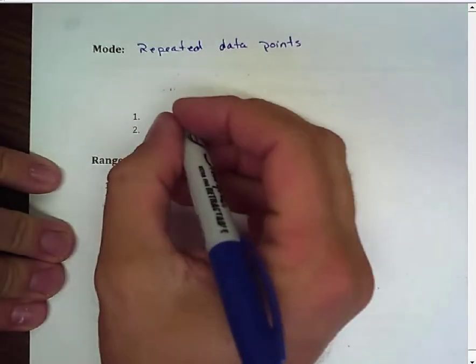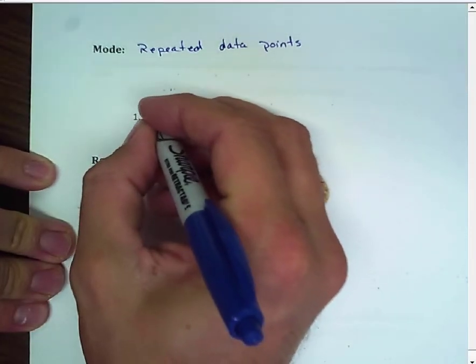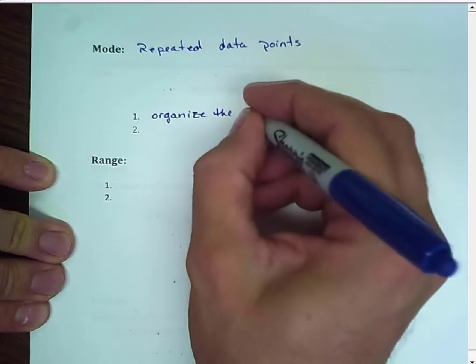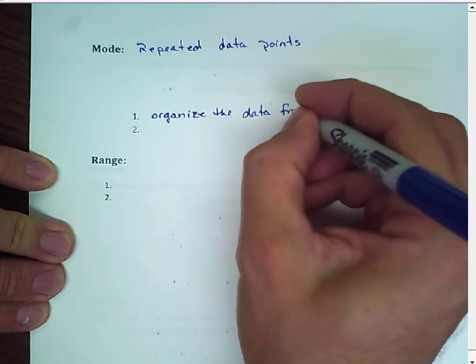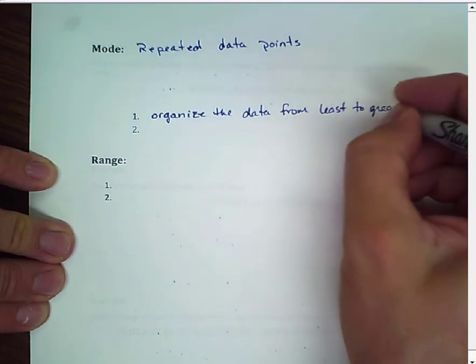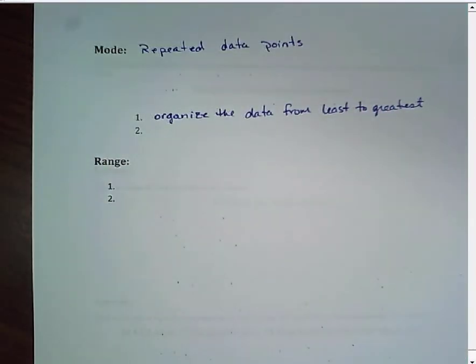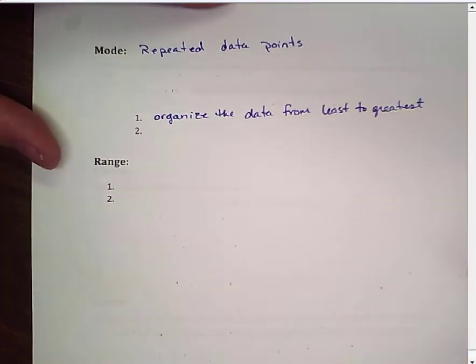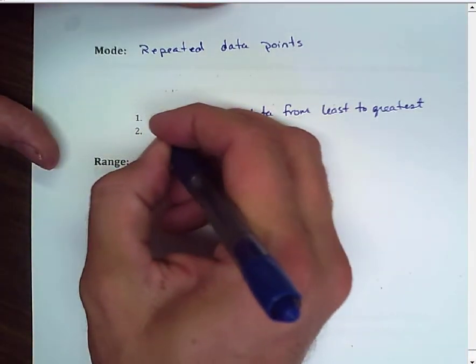All we have to do to find the mode is to organize the data from least to greatest. And we do this, guys, because it just makes it a little less confusing as you try to work through data points. You could have many data points that you're having to work through, and it's easy to get lost. So you're going to organize the data from least to greatest, and then you're just going to look for repeated values.